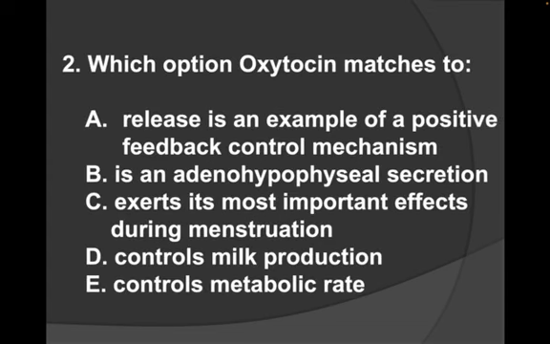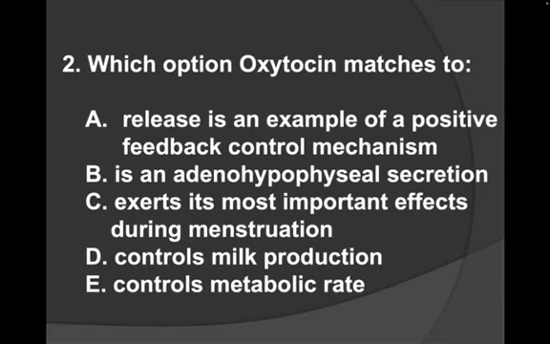Next question. Which option does oxytocin match to? Oxytocin is released as an example of a positive feedback control system? Is oxytocin an adenohypophyseal secretion, means anterior pituitary? Exerts its more important effect during menstruation, controls milk production, and controls metabolic rate. So which one matches with oxytocin secretion? Not D. Oxytocin doesn't control metabolism. A. It is an example of positive feedback control system.